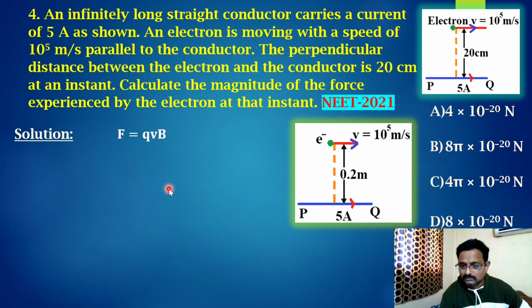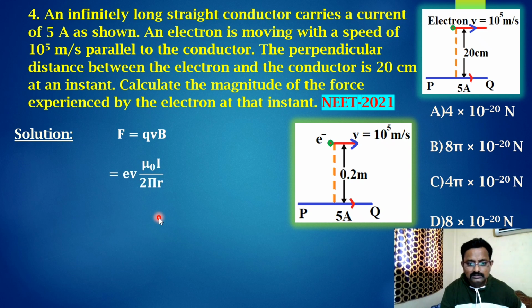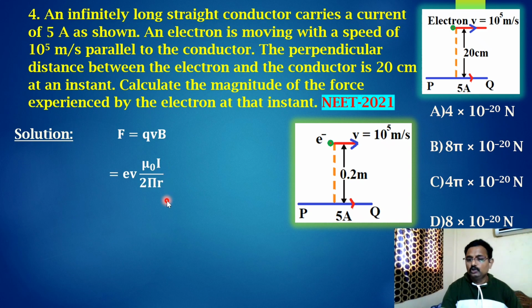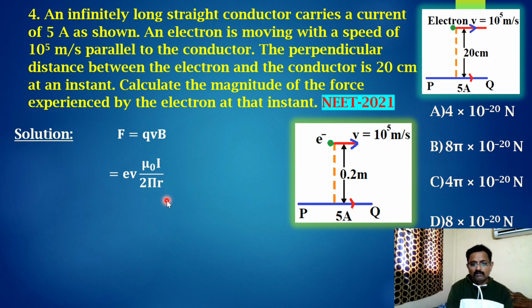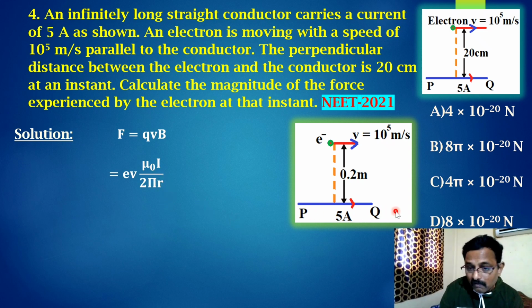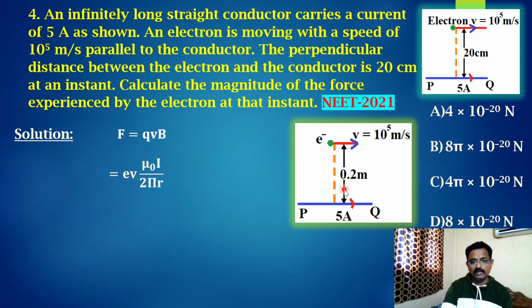Here Q means the electron charge, V means velocity, and B is μ₀I/2πR. Why is it μ₀I/2πR? Because it is an infinite current carrying conductor. The direction of the magnetic field on that charge, if you apply the right hand thumb rule, is away from the plane, which is μ₀I/2πR.